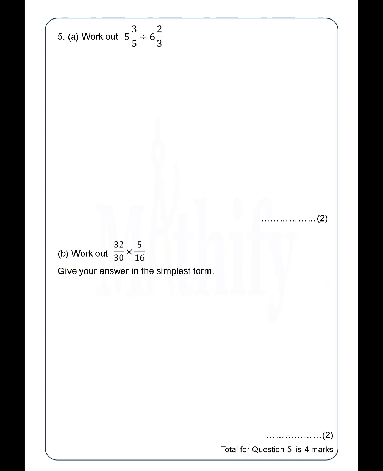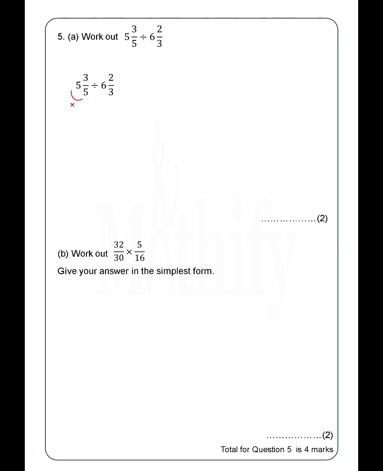Question 5a. Work out 5 and 3/5 divided by 6 and 2/3. As you can see, both are mixed numbers. We need to convert mixed numbers into improper fractions. How do we convert a mixed number into an improper fraction? Multiply the denominator with the whole number, and that result add with the numerator to get the improper fraction. Let's start with 5 and 3/5.